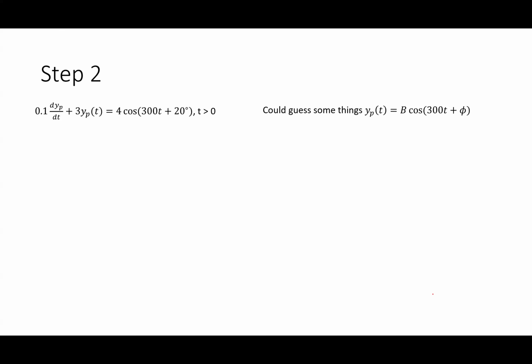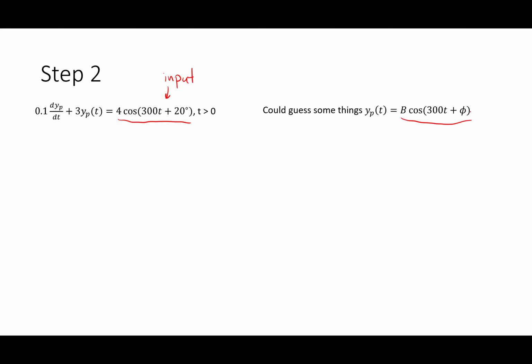What I could do is guess. This side I always call the input, and I can guess that the output looks like this. In other words, if I put a sine wave in, I'm always going to get a sine wave out. I can't put a sine wave into a circuit and get an exponential out. Exponential in, exponential out. Constant in, constant out. The values of those constants may be different, but the output and the input always kind of look like each other. I can guess that.